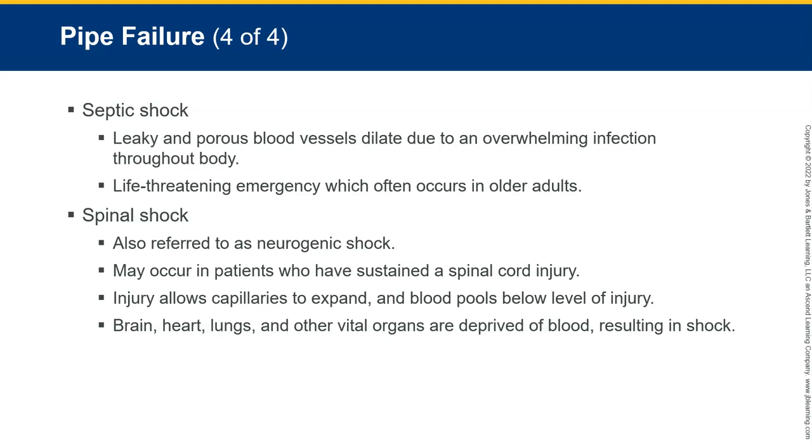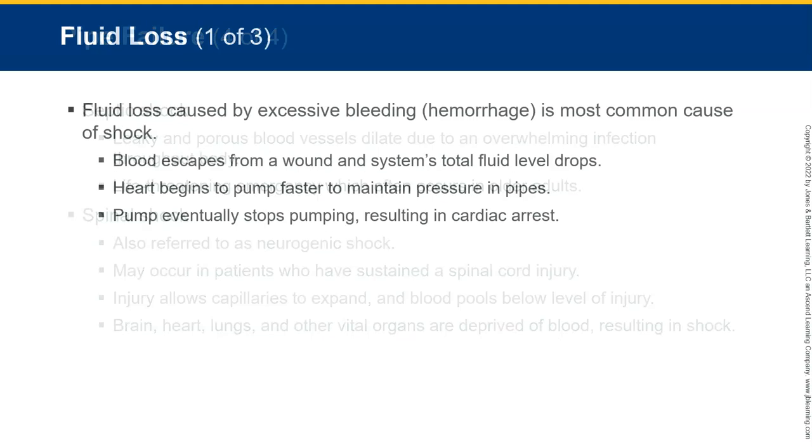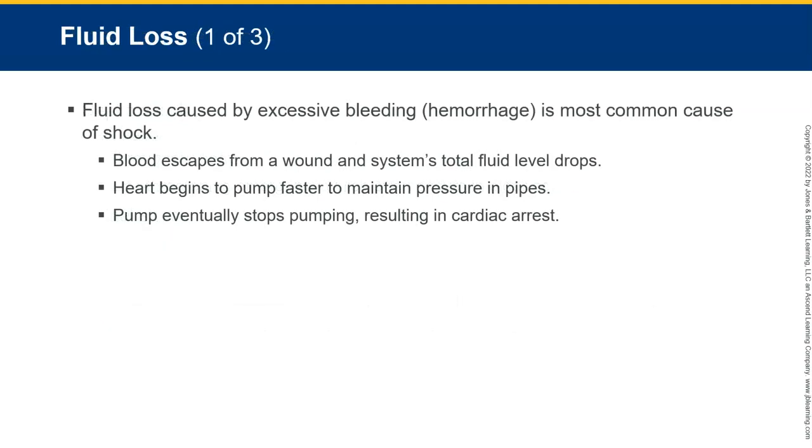And then spinal shock, also referred to as neurogenic shock. This is typically in patients who have had sustained spinal cord injuries. The injury allows those capillaries to expand and blood pools below the level of the injury. So the brain, heart, lungs, and other vital organs are all deprived of blood, which in turn results in shock, which once again starts to be a big problem.